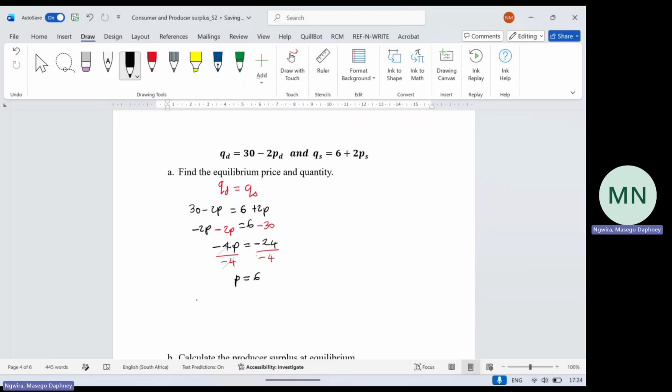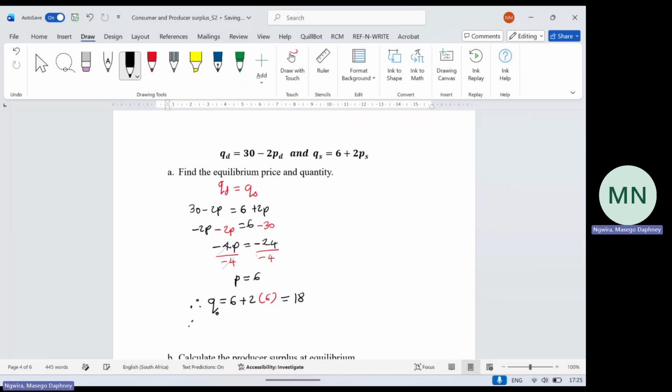And then now I'm looking for my equilibrium quantity. So this will be equals to, you choose anyone. Remember I said that you choose anyone between these two formulas. Okay, let me choose the one with 6 then, so that you can see you can use anyone. So this will be plus 2. Wherever I see p, I am going to put 6. And then my answer is going to be 18.